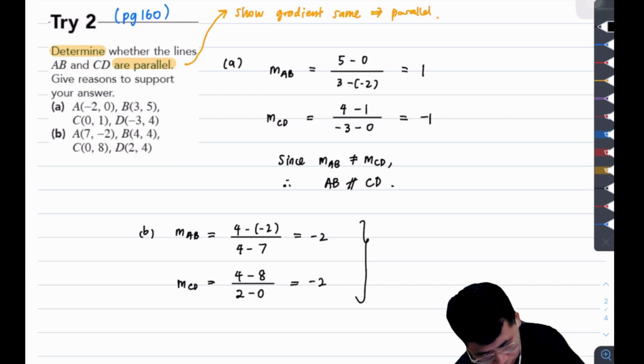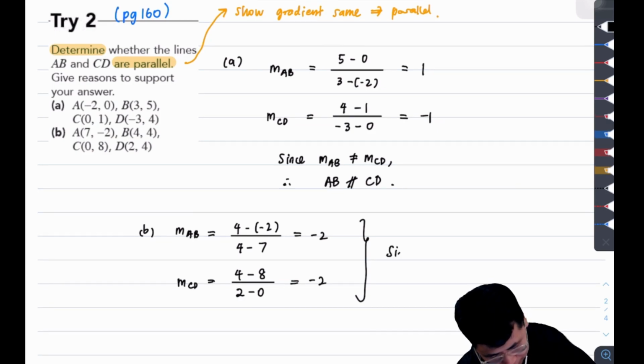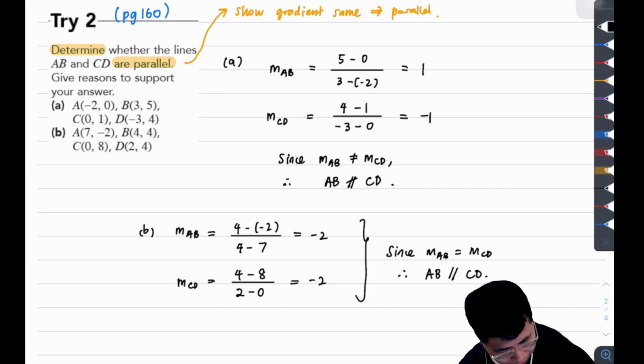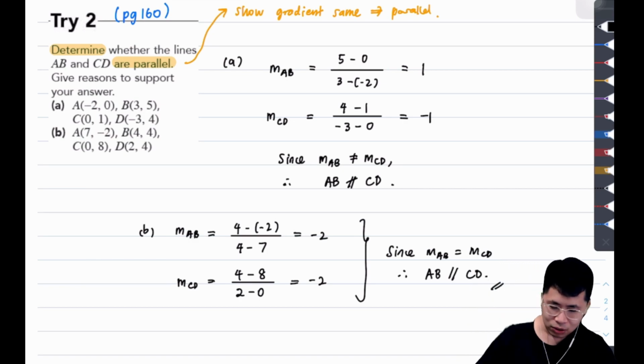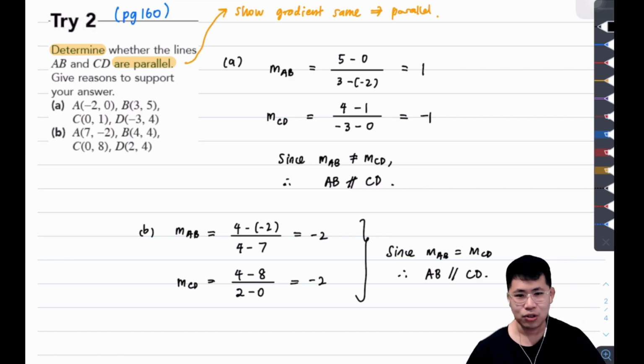So let's write our concluding statement. Because we wanted to show, right? Since the gradient of AB is equal to the gradient of CD, therefore AB is parallel to CD, like that. Okay, so here we go. So this is Try 2, question A and question B.